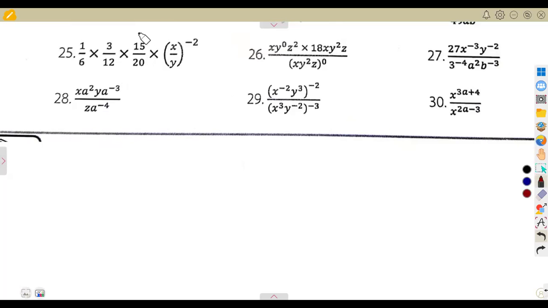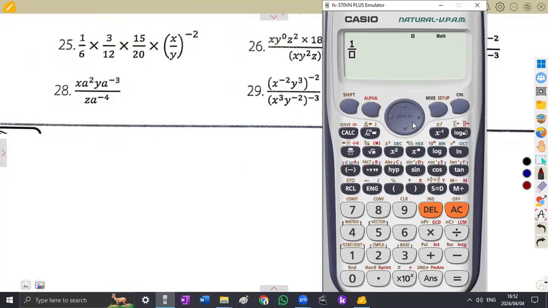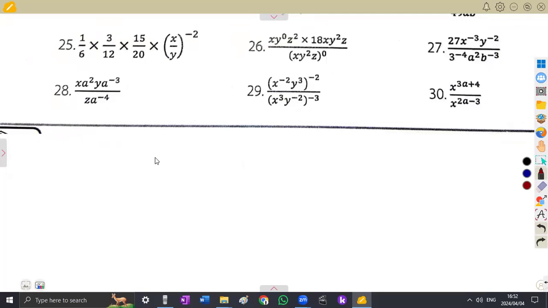And some of these numbers, guys, just use your calculator, multiply them. Some of these don't need you to use your laws of exponents. All right, 1 over 6, whatever that you're given there, just multiply the numbers. All right, let me just do this number 25 there. Some of these questions, you don't even need to apply the laws. Just multiply 1 over 6 times 3 over 12 times 15 over 20. So this is 1 over 32. So we've got 1 over 32.